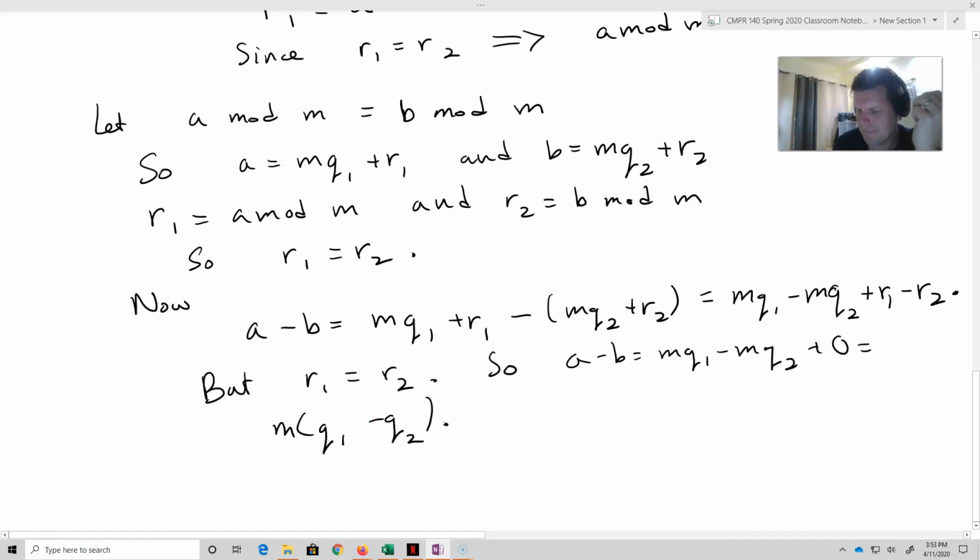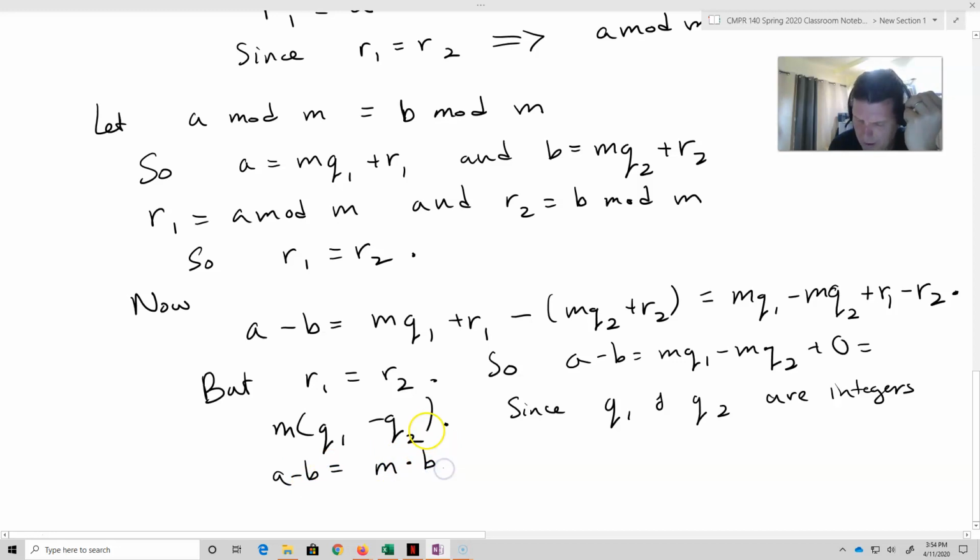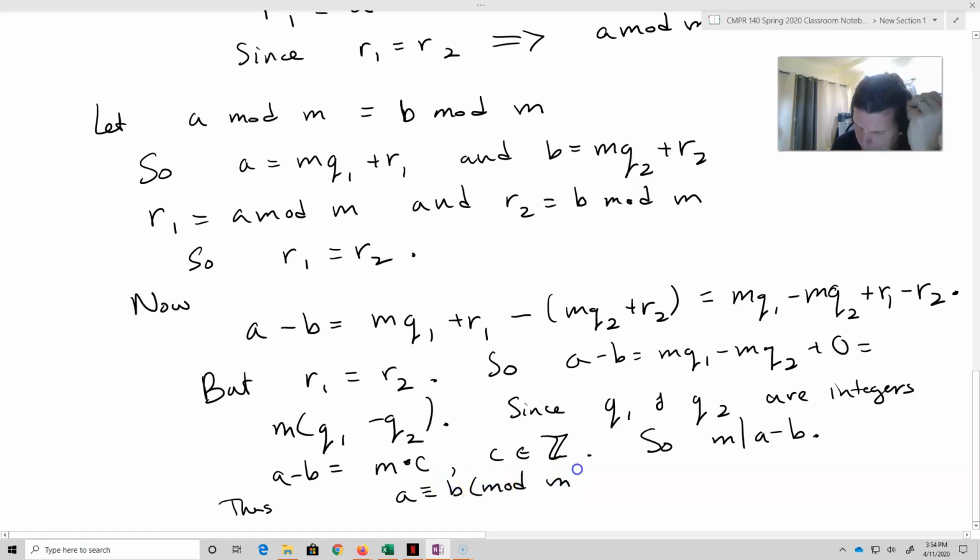Since Q1 and Q2 are integers, A minus B equals M times some integer, let's call it M times C for C belonging to the integers. So M divides A minus B. Thus, A is congruent to B mod M. And that proves it in both directions.